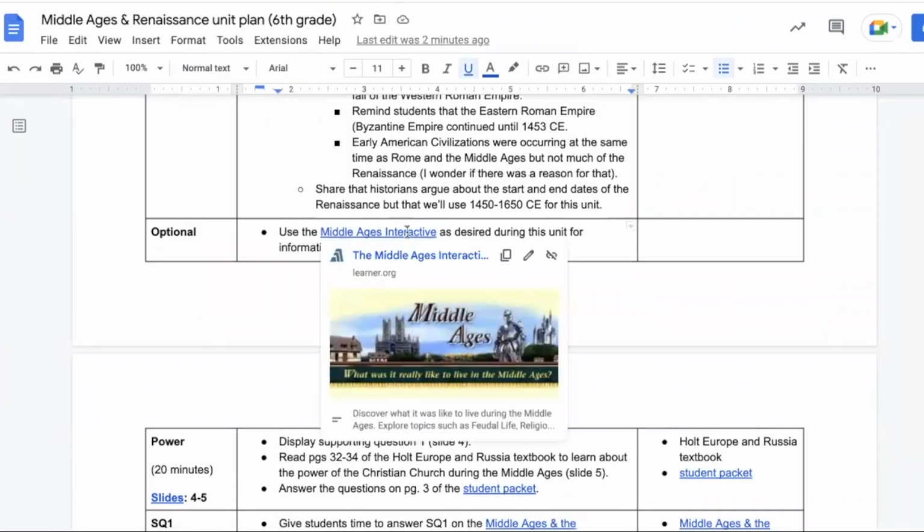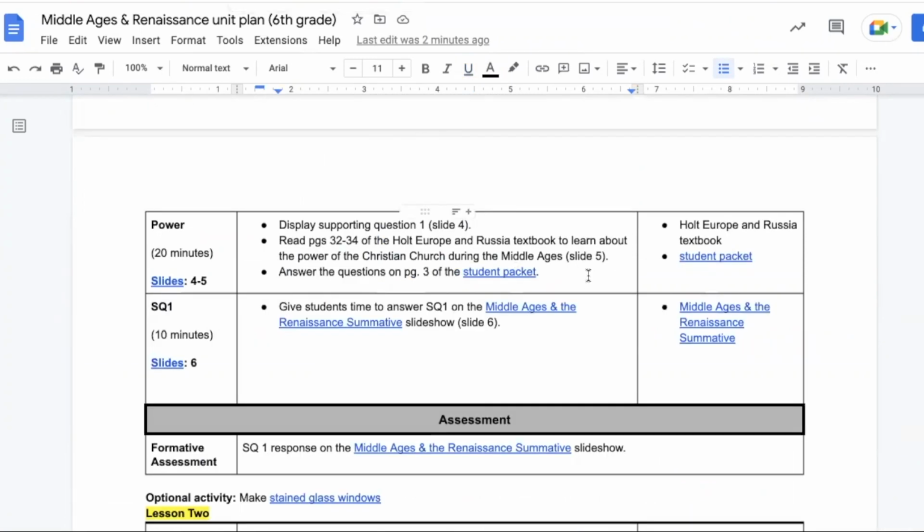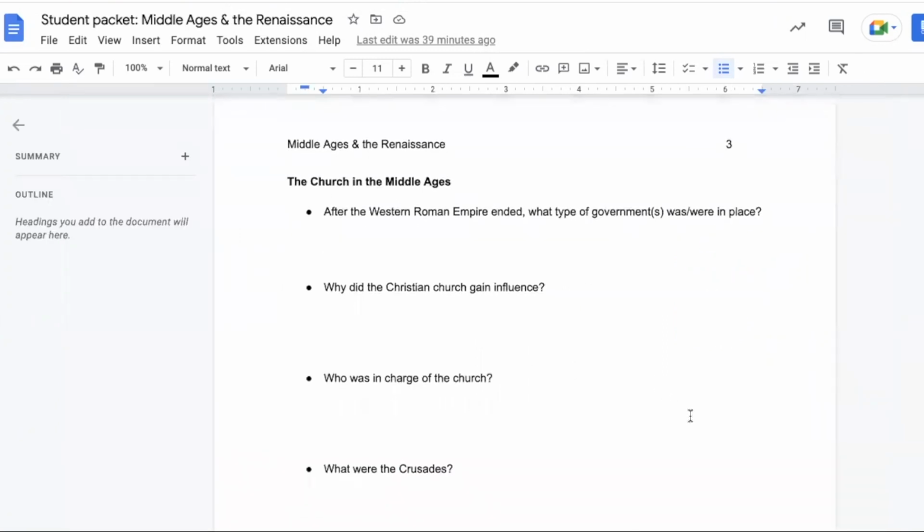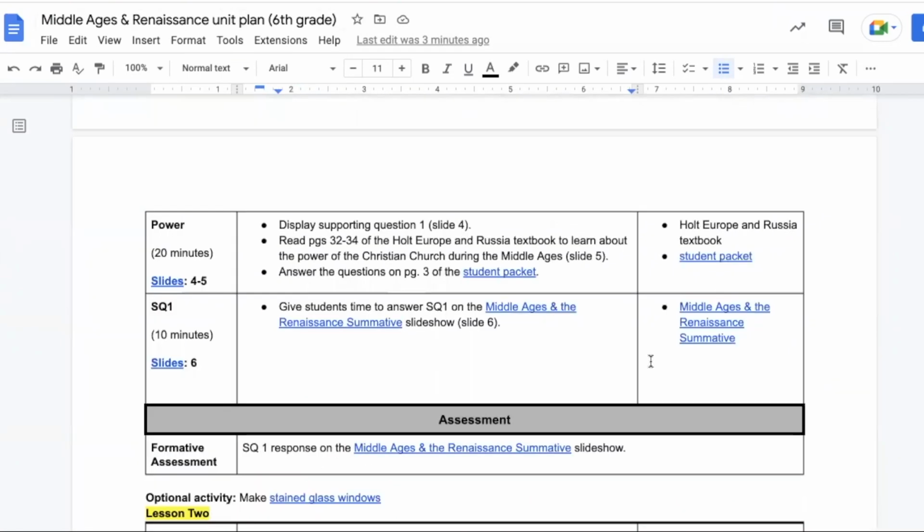There is an interactive for the Middle Ages that can be used to find out more about daily life and housing, etc., if interested. The majority of information for this lesson comes from pages 32 through 34 of the Europe and Russia textbook, where we're learning about the power of the Christian church during the Middle Ages. There are a series of questions to be answered on page 3 of the student packet. Be careful not to dive too deep into these topics, keeping in mind that the theme is power, who has it, and that it is meant to be a brief overview.